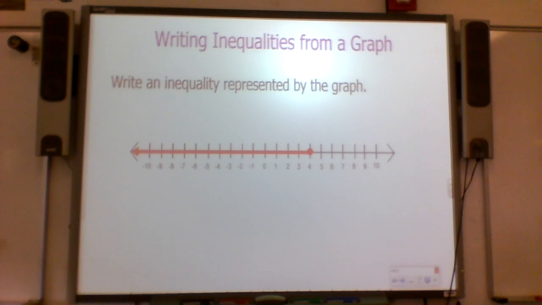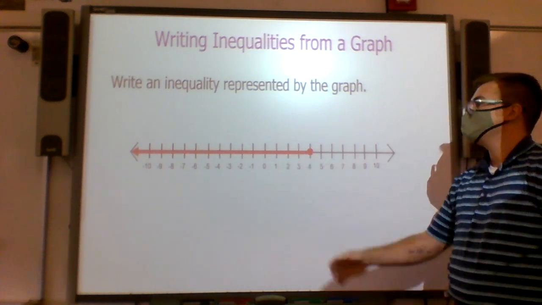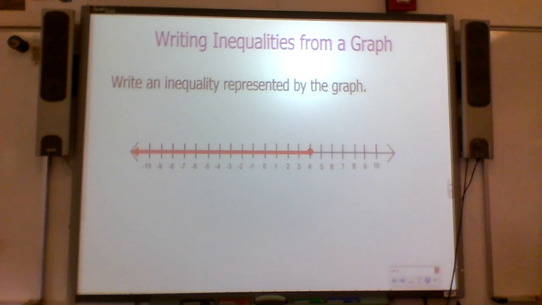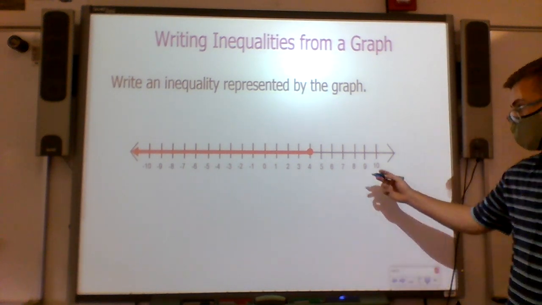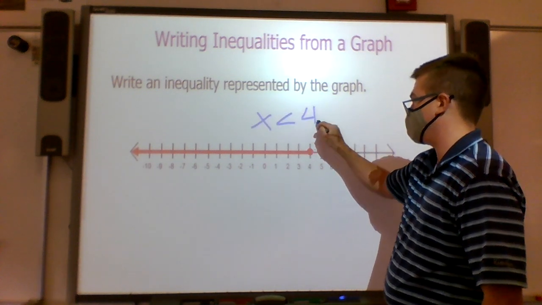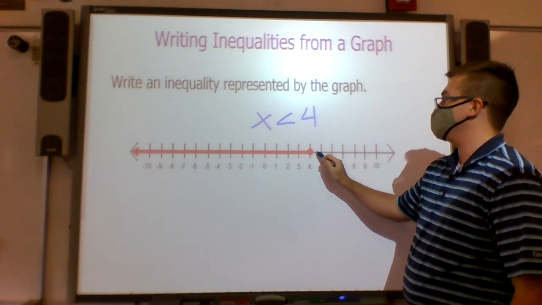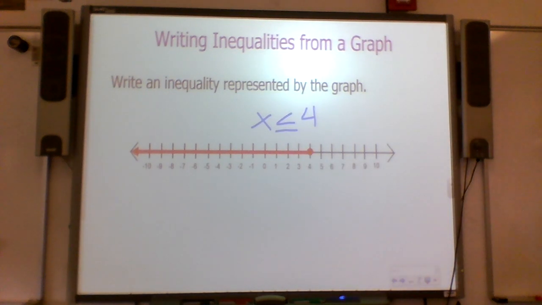Now we're going to go the opposite way. We're writing an inequality based on the graph. On the graph here, we've got a closed circle on 4, shaded to the left. Are all of the numbers that are shaded less than 4 or greater than 4? They are less than 4, which means that x has to be less than 4. But since it's a closed circle, we also know that it can be less than or equal to 4.